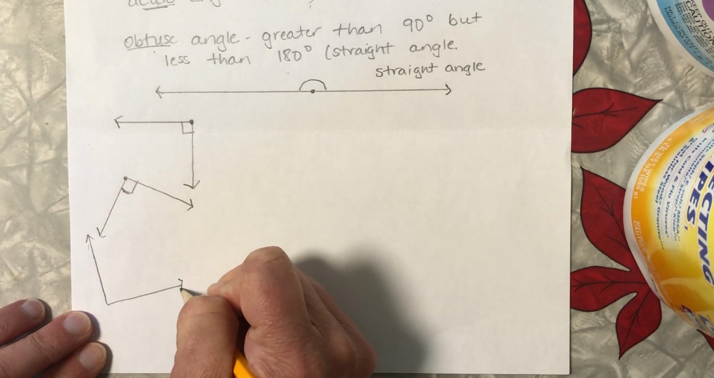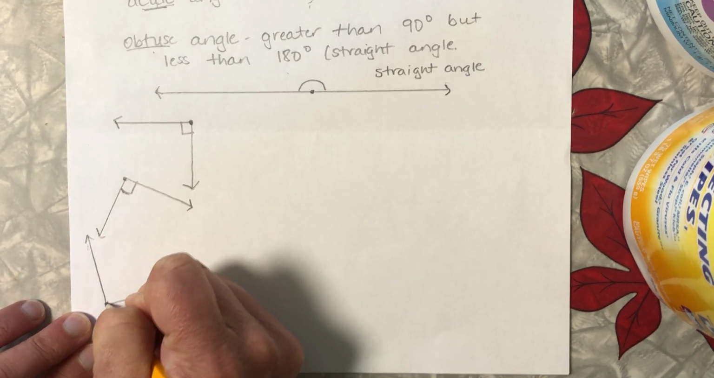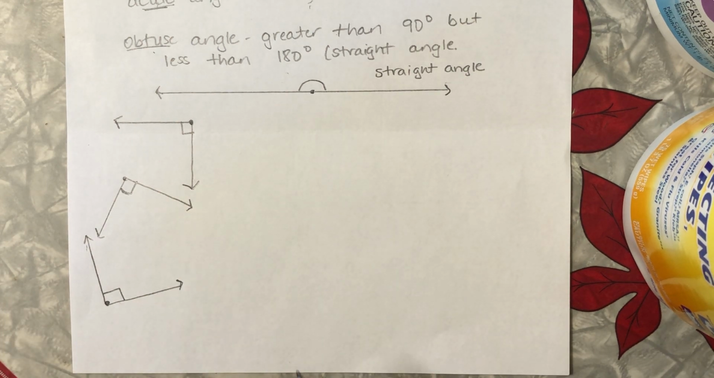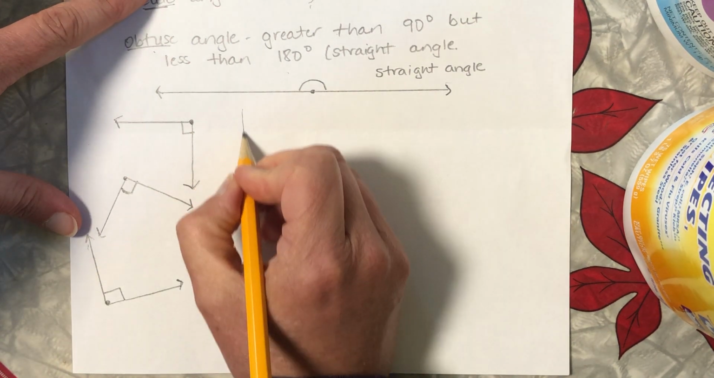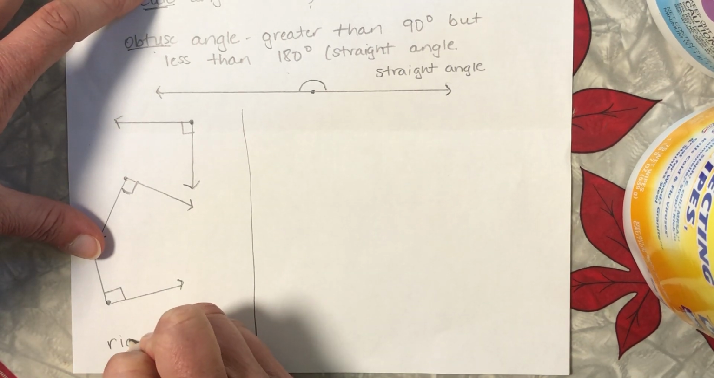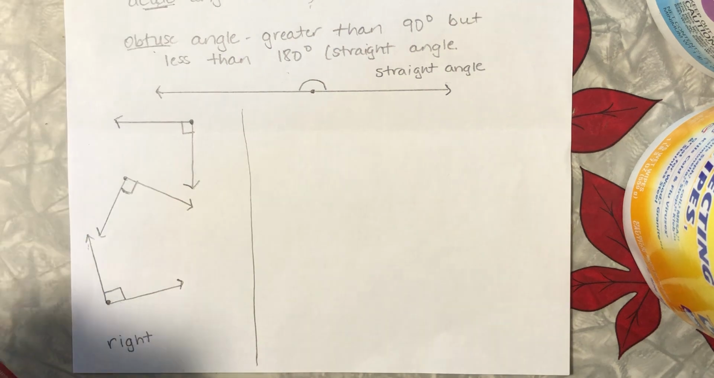Alrighty, I've got 3 right angles. There we go. These are my right angles. I want you to draw some right angles too. You can stop me anytime you want.